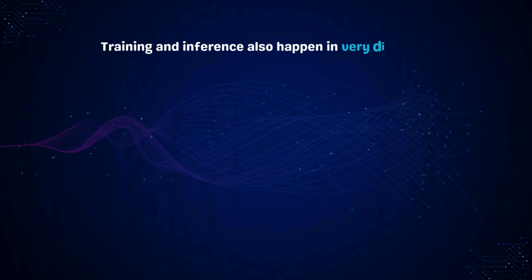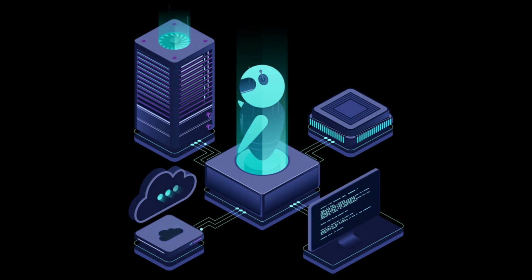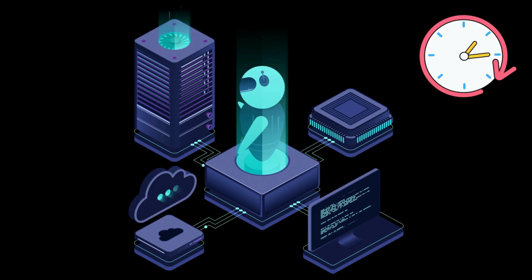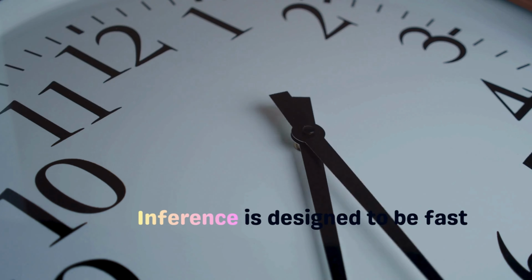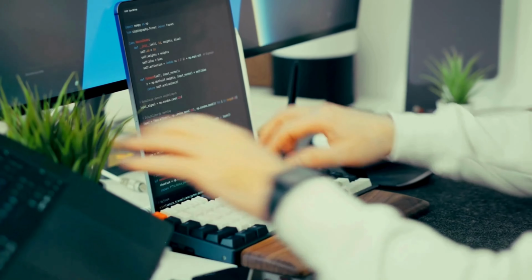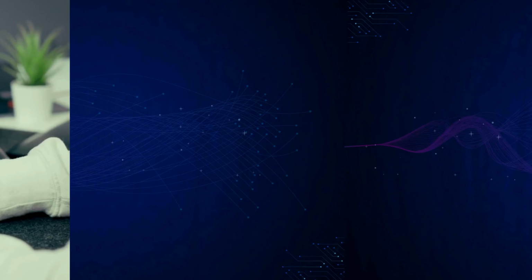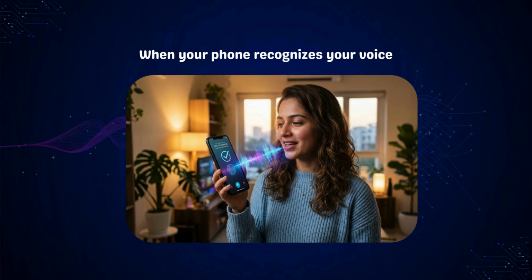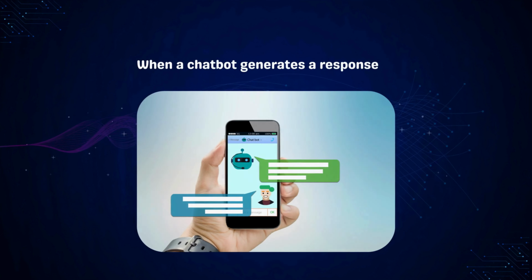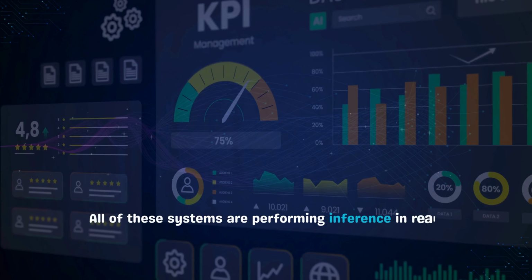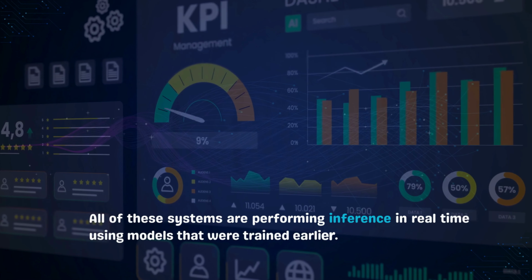Training and inference also happen in very different environments. Training usually happens on powerful machines with large datasets. It can take hours, days, or even weeks. Inference is designed to be fast. It happens inside applications that people use every day. For example, when a streaming service recommends a movie, when your phone recognizes your voice, when a chatbot generates a response. All of these systems are performing inference in real time using models that were trained earlier.